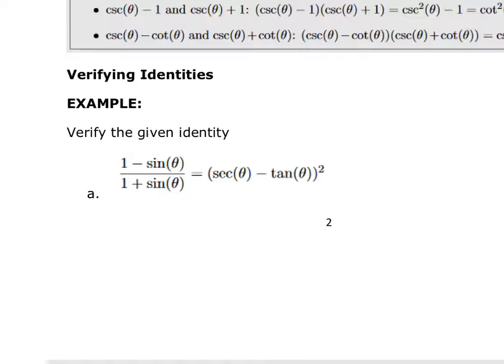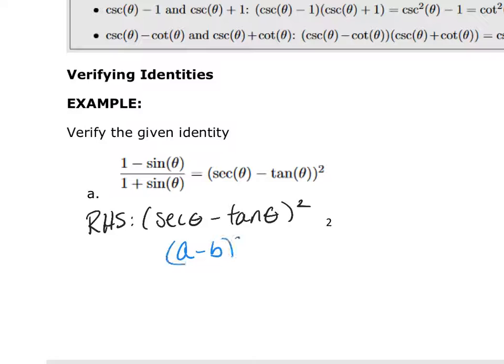So the first thing you do is declare the side that you're going to work on, so right-hand side. So you declare it and then you write it down. So we have the secant of theta minus the tangent of theta, the quantity squared. So you declare it and then you rewrite it. Now you start messing with it. This has the form a minus b, the quantity squared.